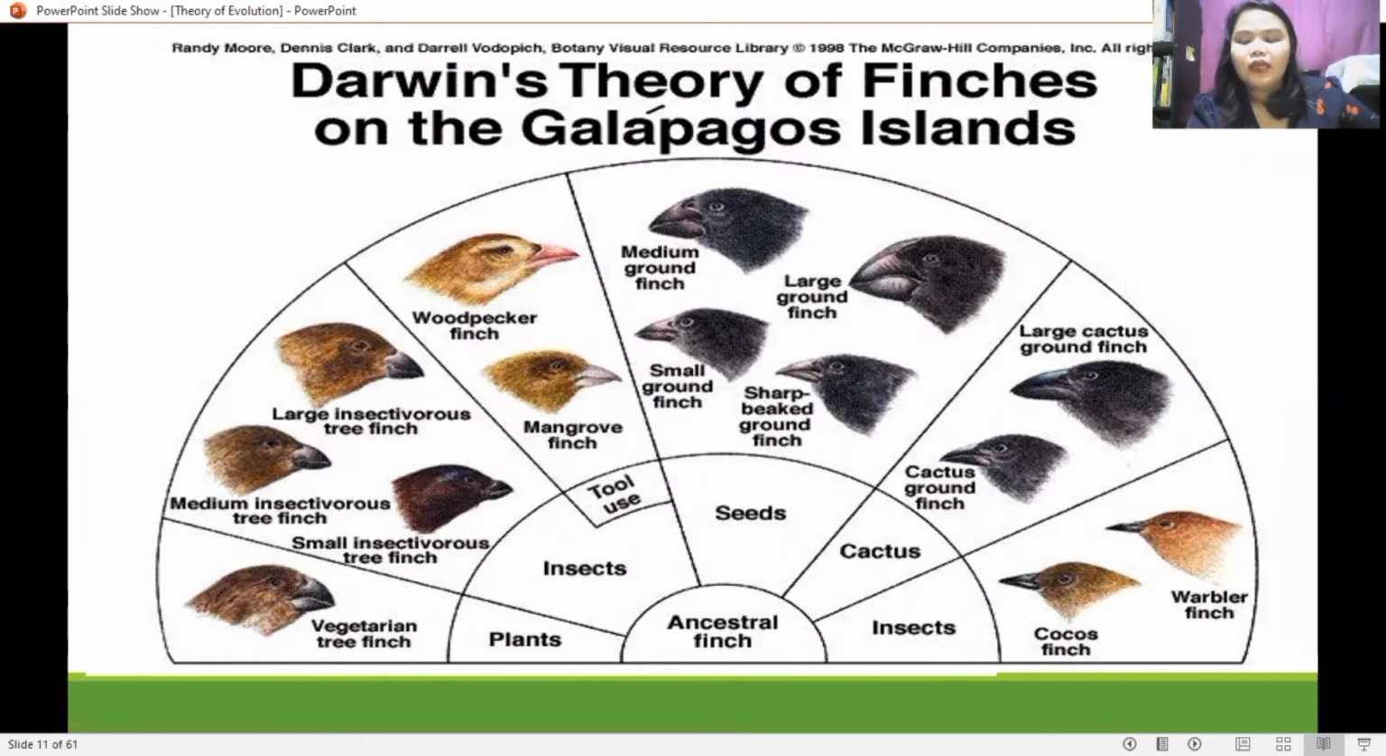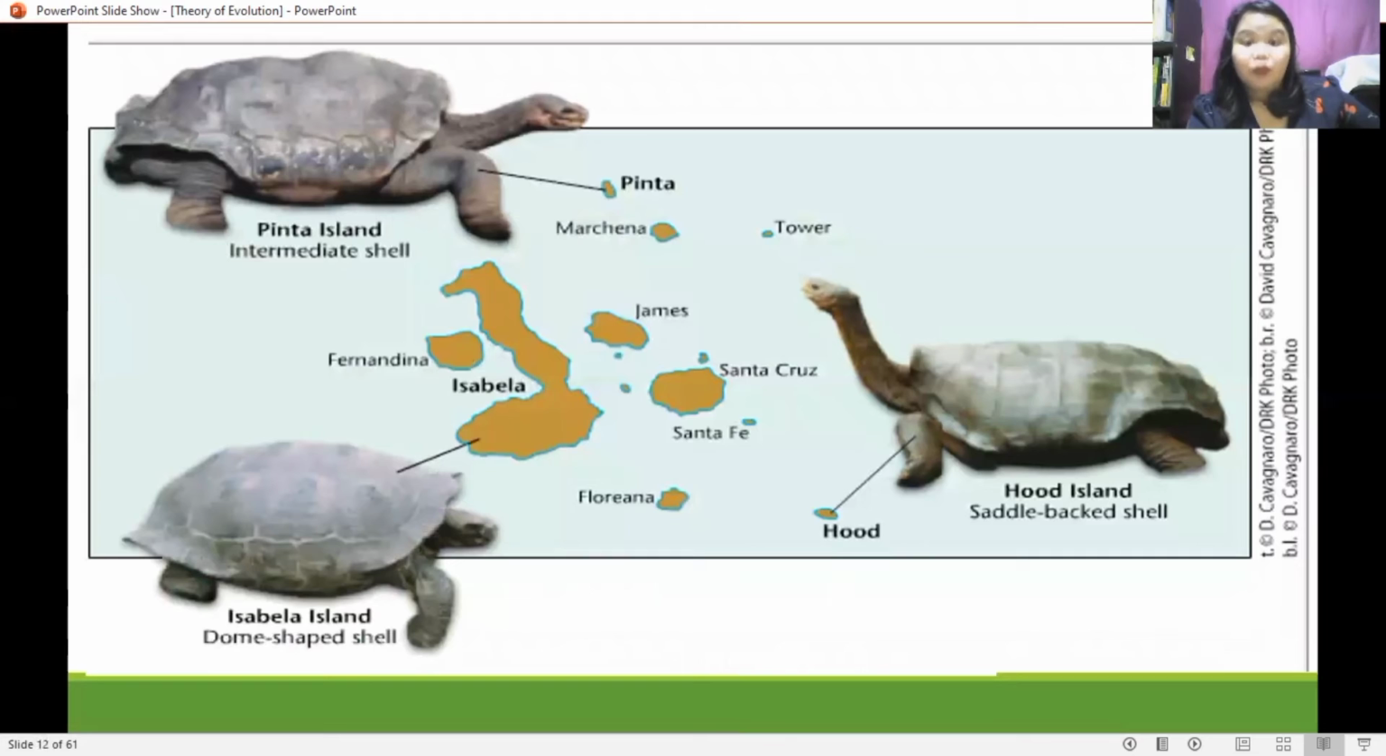time. On the Galapagos Islands, Darwin was able to find different varieties of finches. Then for tortoises as well, Darwin observed that the characteristics of many animals and plants varied noticeably among the different Galapagos Islands. Then, among the tortoises, the shape of the shell corresponds to different habitats.